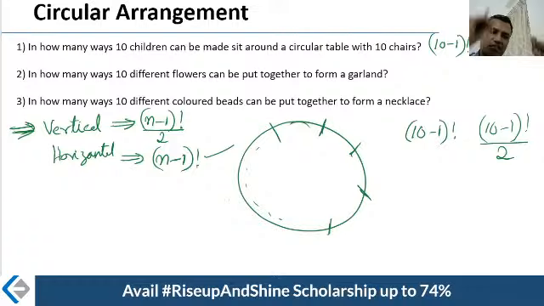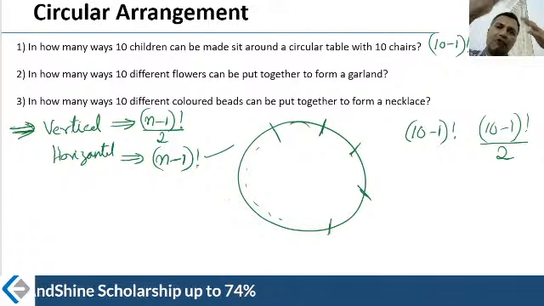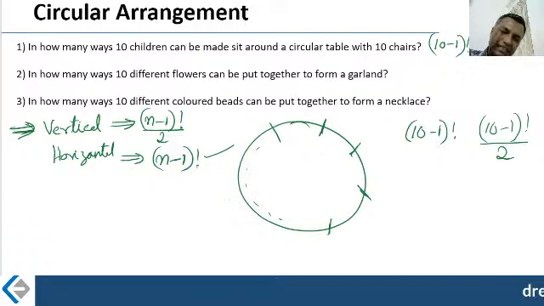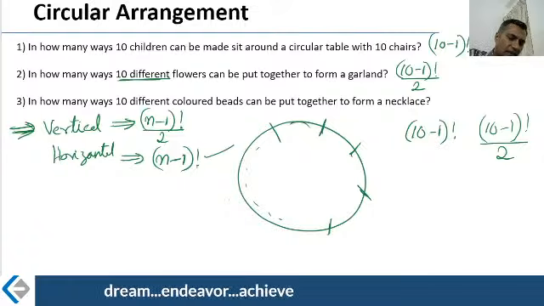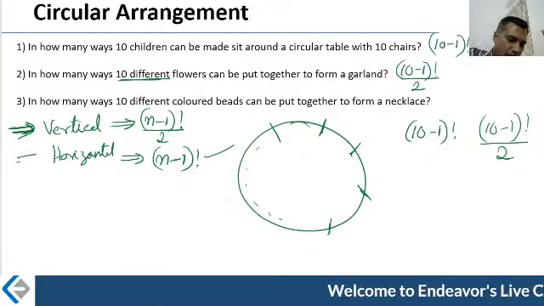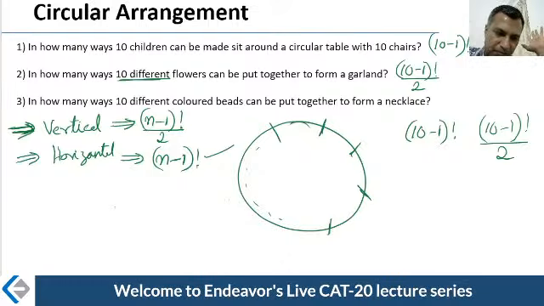Hey, can I hold this up vertically? Is it possible to hold it vertically? Yes, of course, it's possible. Therefore, can it be seen from both sides? Yes, it can be seen from both sides. 10 different flowers are used, so the answer is going to be 10 minus 1 factorial divided by 2. That's the difference, friends. The garland was an example of vertical perspective. The kids sitting around a circular table was an example of horizontal perspective.